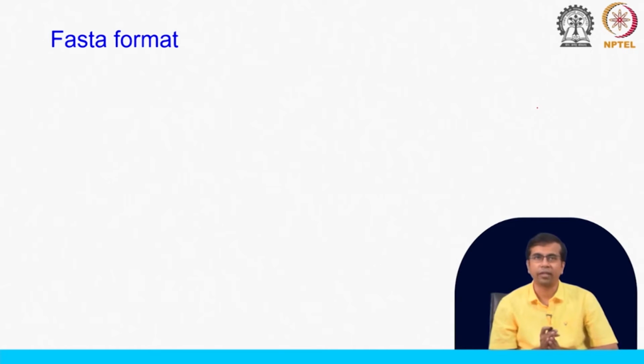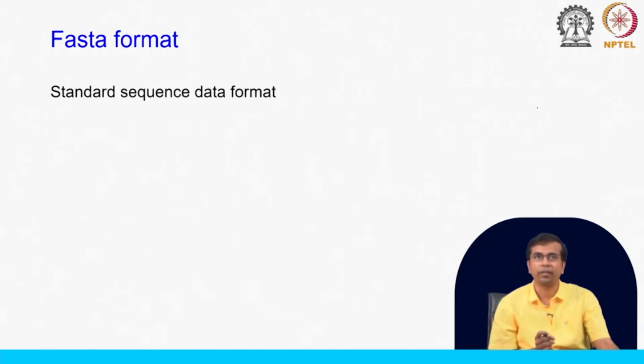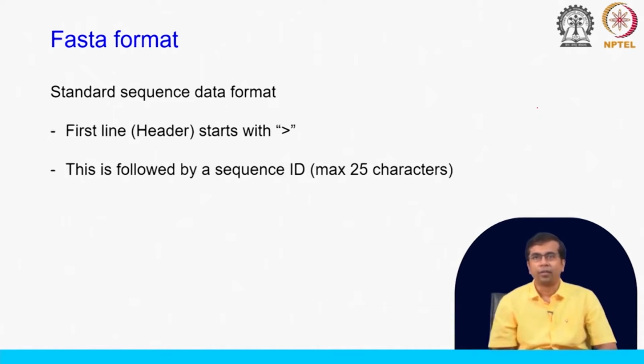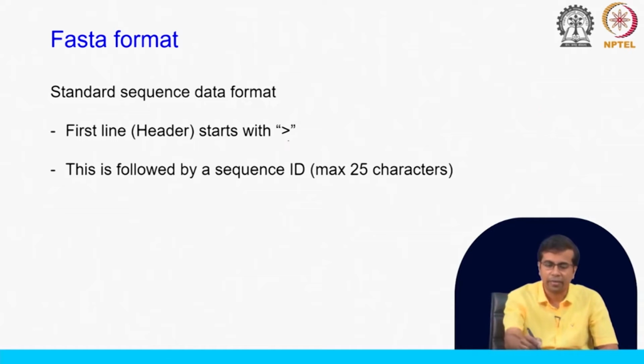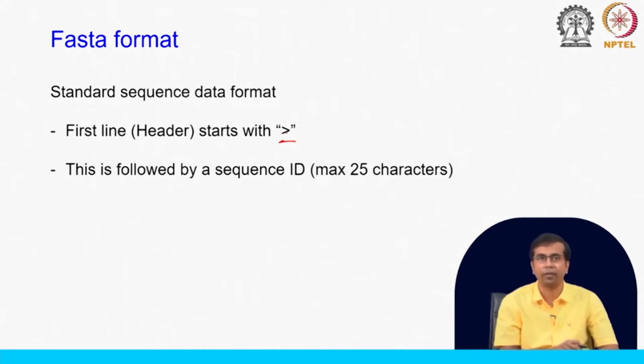The first one is the FASTA format. Many of you might be familiar with the FASTA format. This is a standard sequence data format, so we use it for storing DNA data as well as protein data. You probably have seen it, but I want to make sure that everyone is on the same page. In FASTA format, the header, the first line, starts with a greater than sign. We will see an example in the next slide. This greater than sign is followed by a sequence ID, which usually has a maximum of 25 characters.